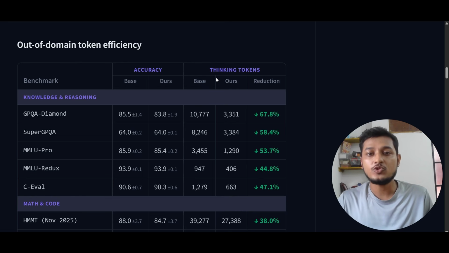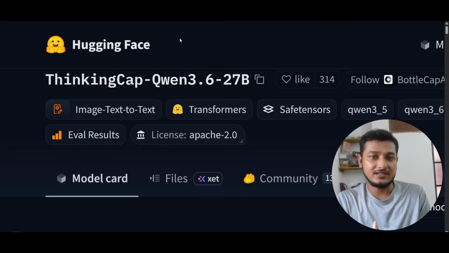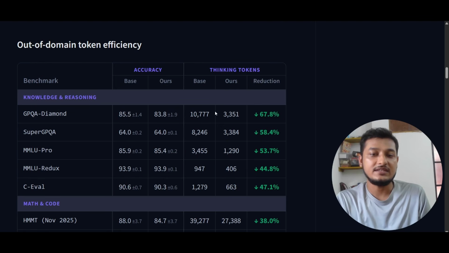Then why use so many thinking tokens, right? Their concept is that even when we are getting the answer, this model thinks from a lot of perspectives. But ThinkingCap is saying that when we have almost got the answer, why so much more thinking? So this is why they have reduced the thinking tokens.